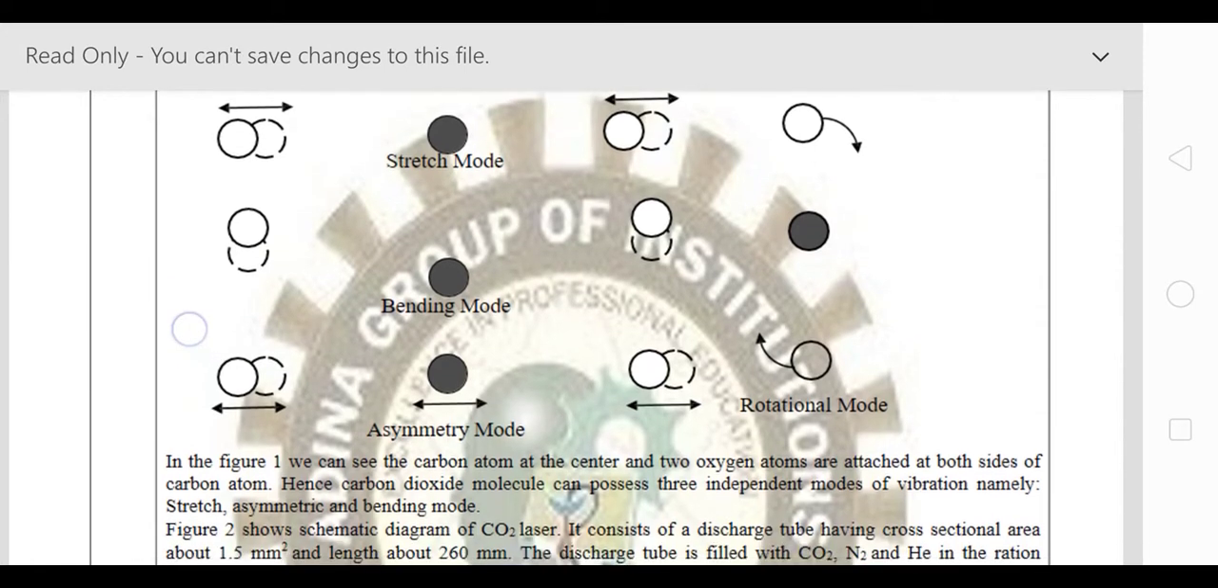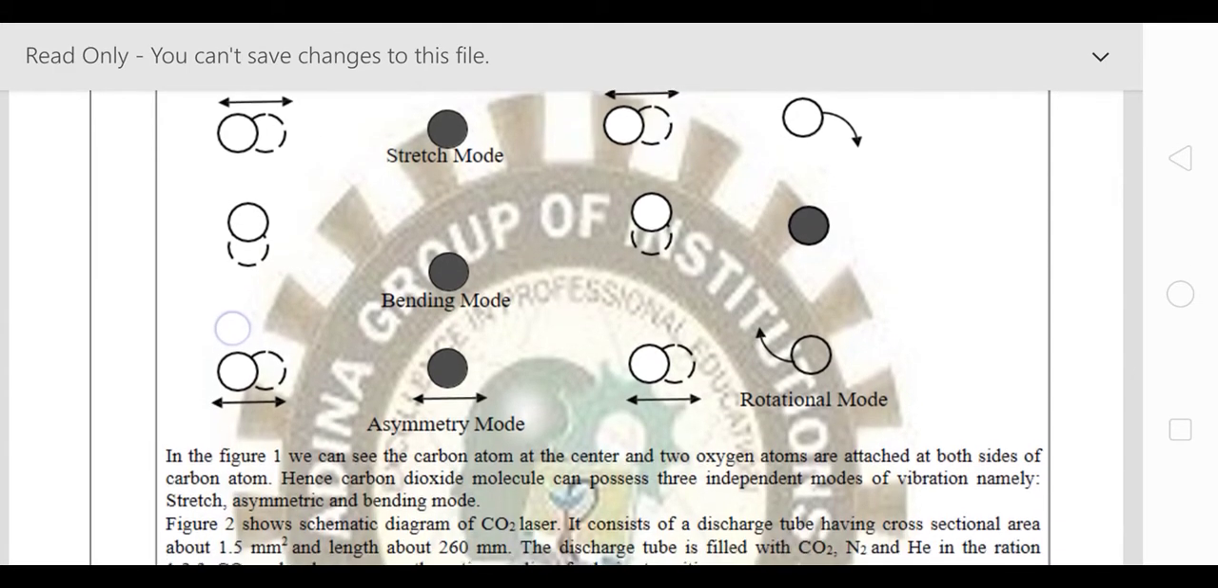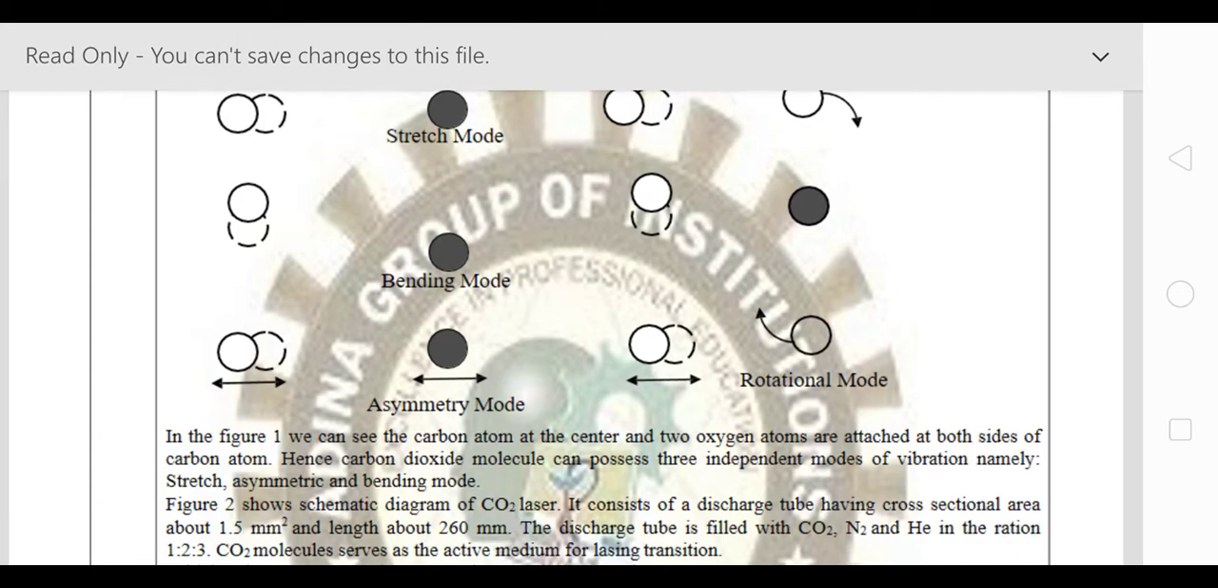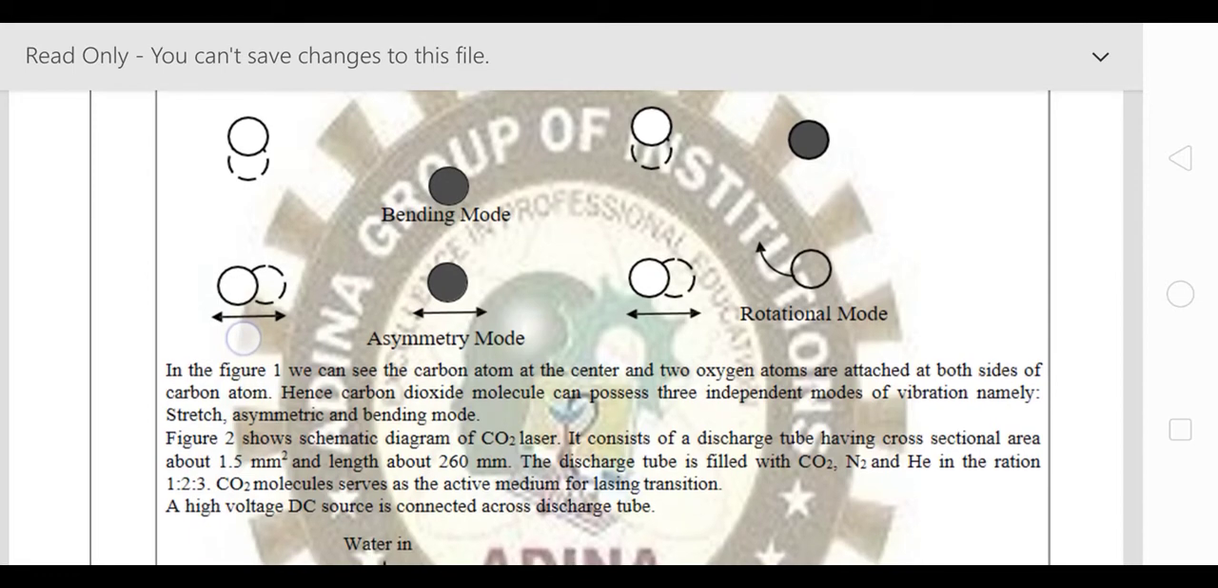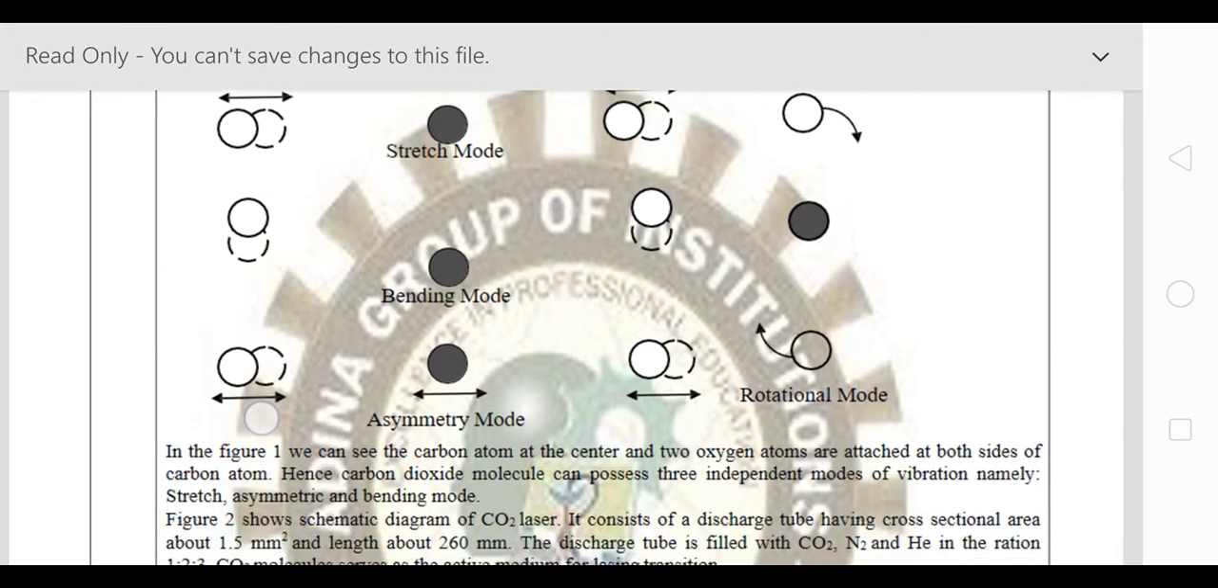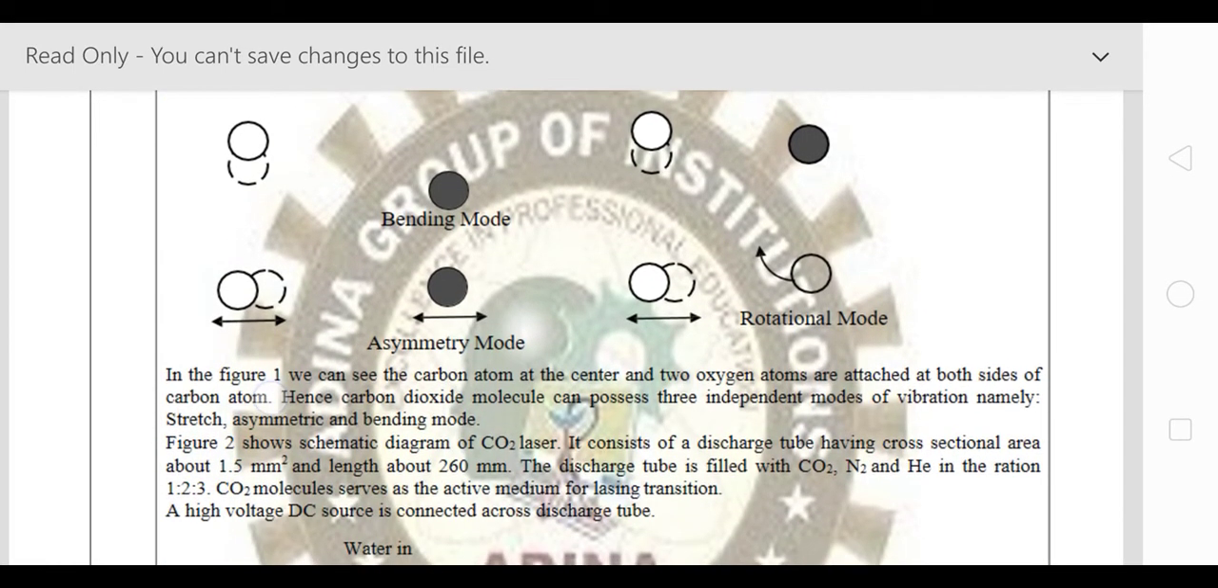And we know that the carbon dioxide molecule consists of a central carbon atom with two oxygen atoms attached on either side of the central carbon atom. So there are three independent modes of vibration of a carbon dioxide molecule. First is stretch mode, second is bending mode, and third is asymmetric mode.